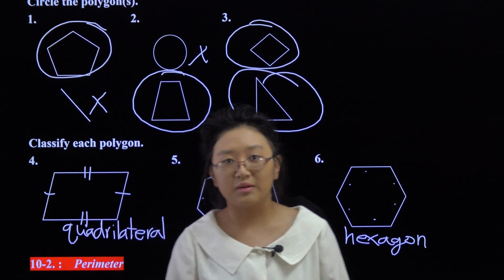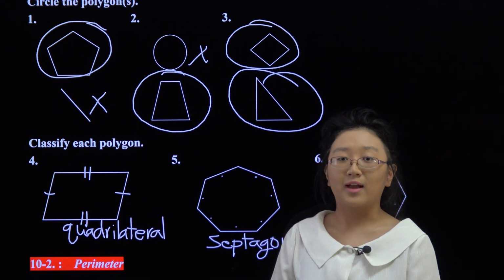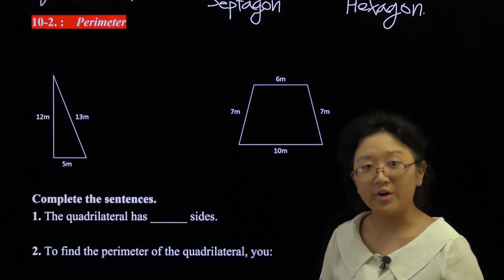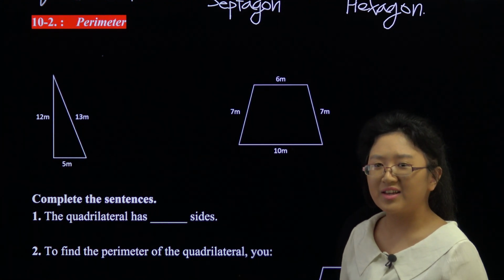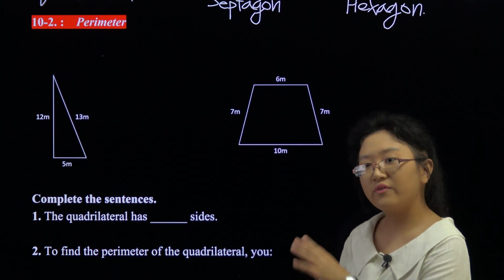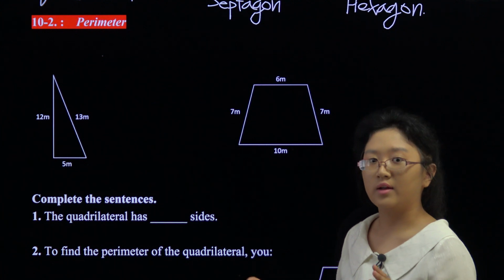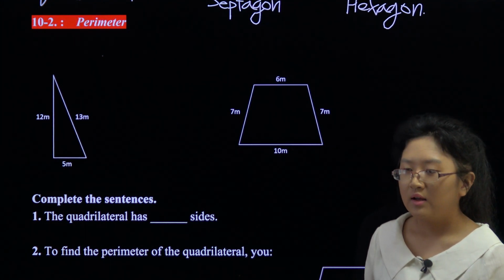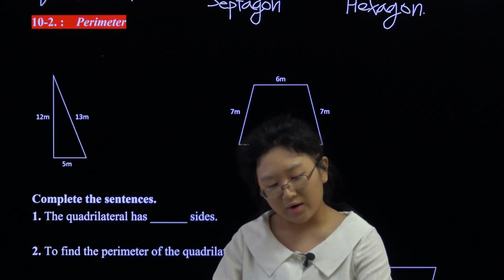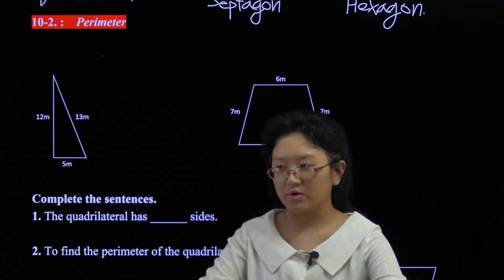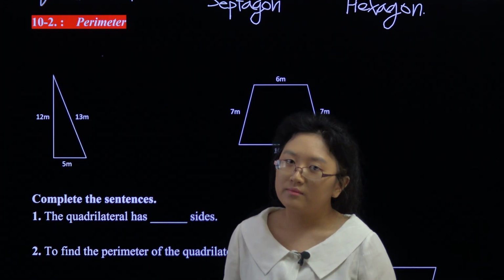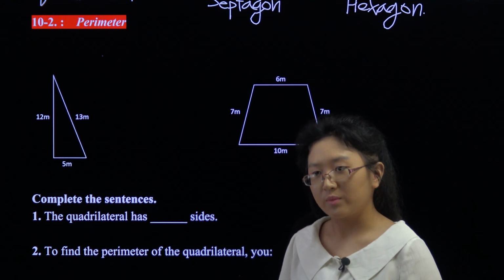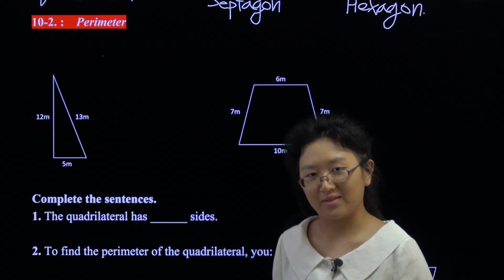Alright, that's it. Moving on to the next section, perimeter. Now, what is perimeter? Perimeter is basically the sum of all the side lengths in a shape. Think of it as you are installing a fence around a certain piece of land. The perimeter of that piece of land would be the length of all the fencing that you used.